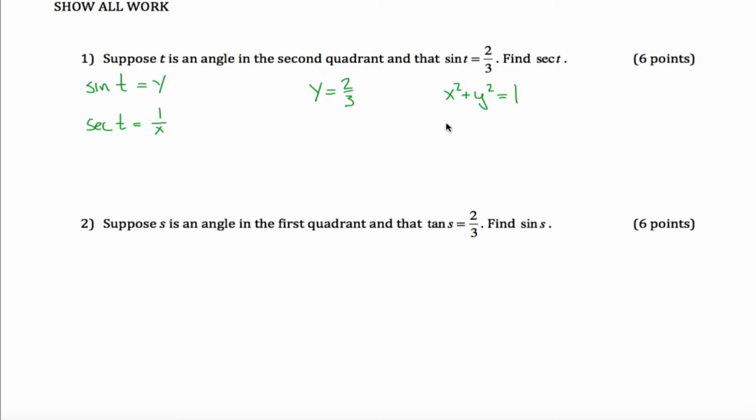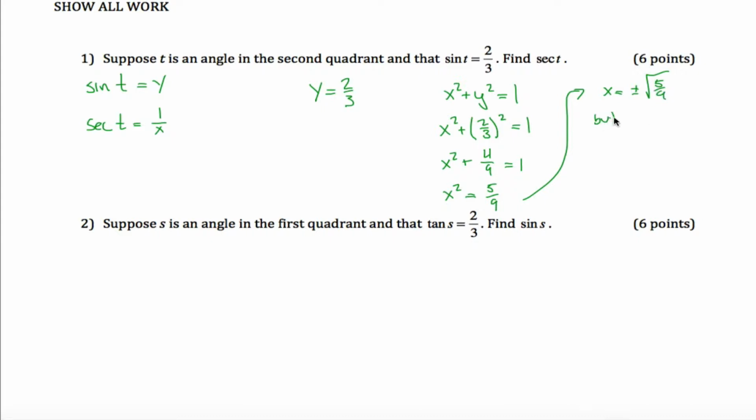So I know y equals 2/3. You might even have these numbers memorized at this point; we've done this example a few times. x squared plus 4/9 equals 1, if I take 2/3 and square it. Now I subtract 4/9 from both sides, and I get x squared is equal to 5/9. Then I take the square root of both sides, and I get x equals plus or minus the square root of 5/9.